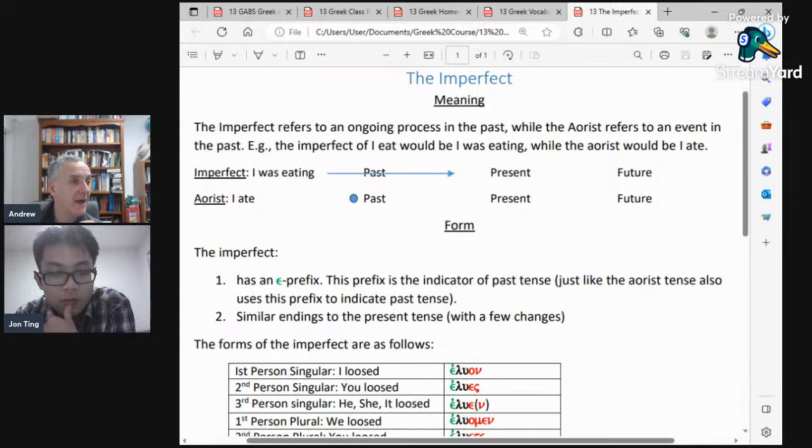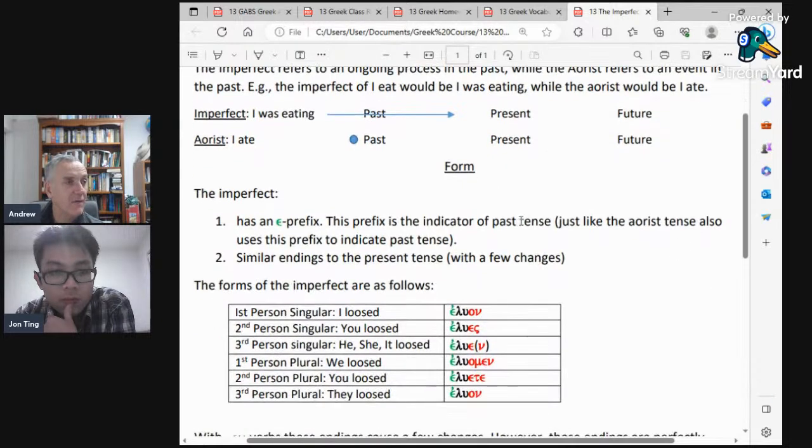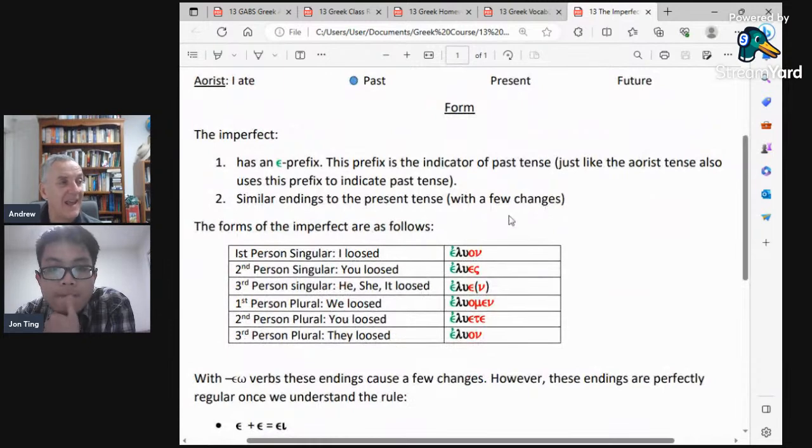So what are the endings of the imperfect? Well, it has an epsilon prefix, just like the aorist, and this indicates past tense. And then it has pretty similar endings to the present tense, because like the present tense it is also a continuing process sort of tense. So it is quite similar to the present tense.